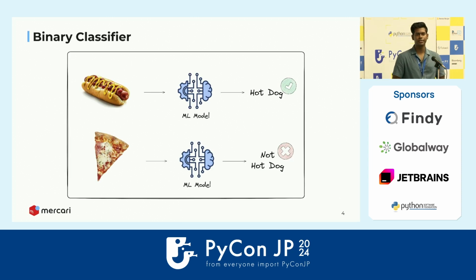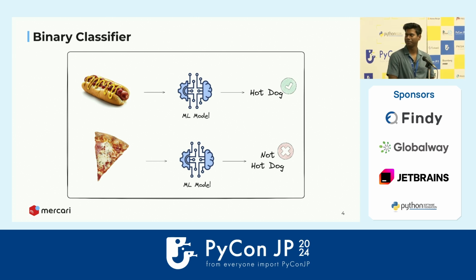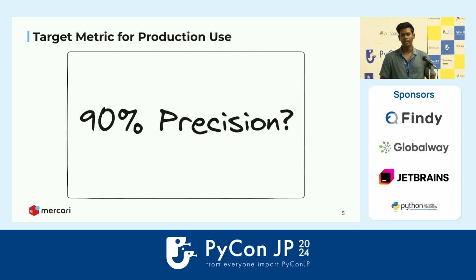All right, suppose you have a simple hot dog versus not hot dog classifier. You give an image of a hot dog to your machine learning model, and hopefully it classifies it as, yep, this is a hot dog. And you give it an image of something else, say pizza, and it gives you an answer that, OK, this is not hot dog, right? So when you deploy this kind of a machine learning model in production, how do you ensure it has 90% precision in production?